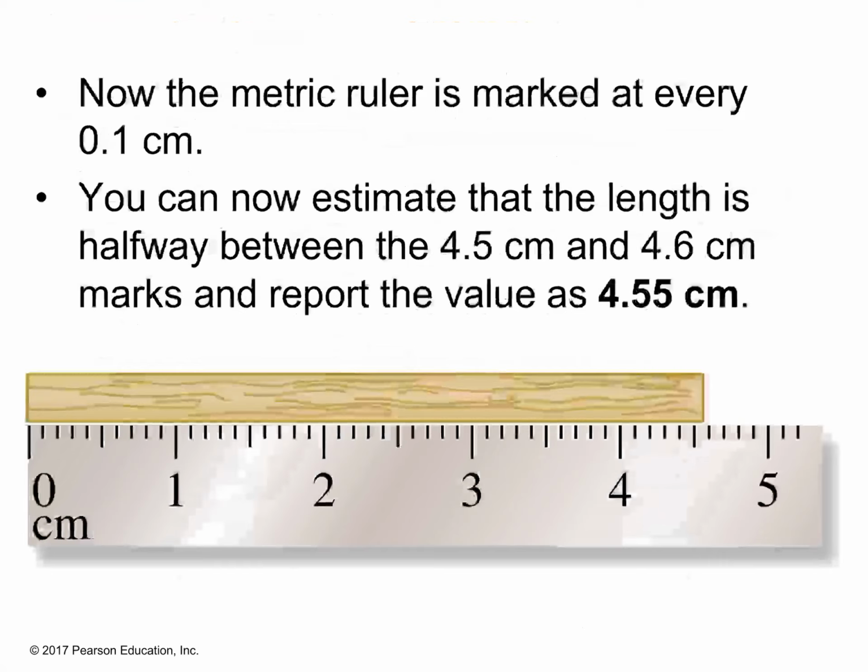Let's try another one. Now we found a better ruler, which is great. This one is marked every 0.1 centimeters. So if we look at the same piece of wood that was between 4 and 5, we now have more lines. This is now 4.1, 4.2, 4.3, etc. We have a line every 0.1 centimeters. So now we can see that this wood is somewhere between 4.5 and 4.6.